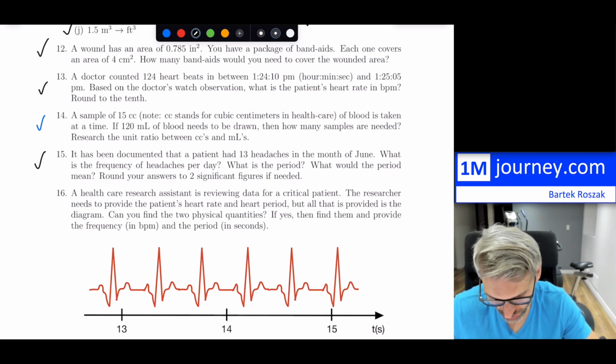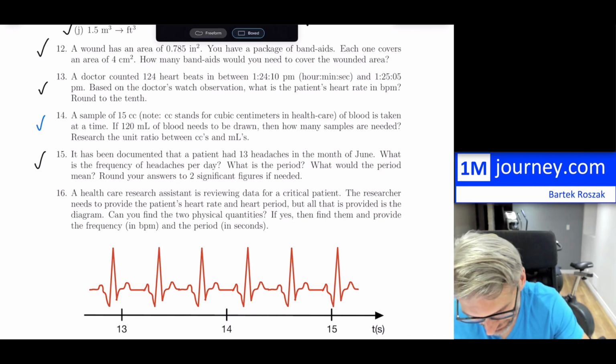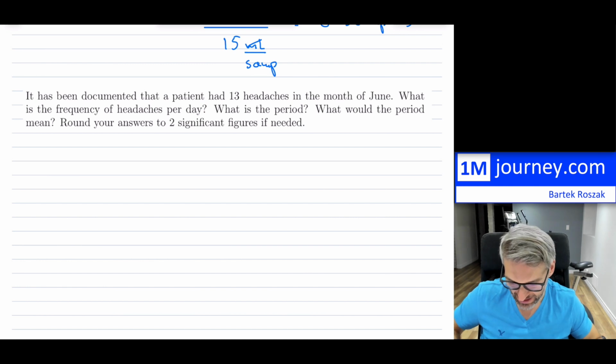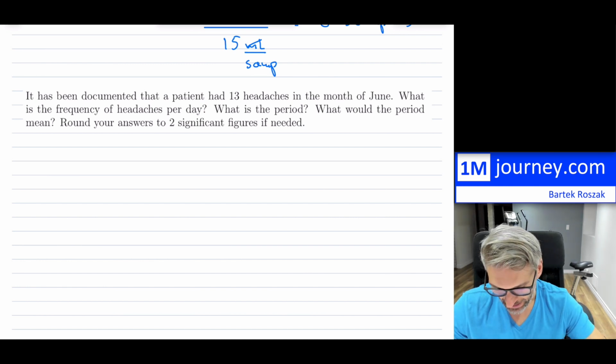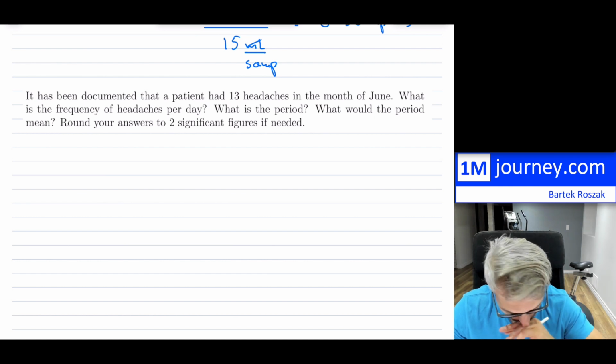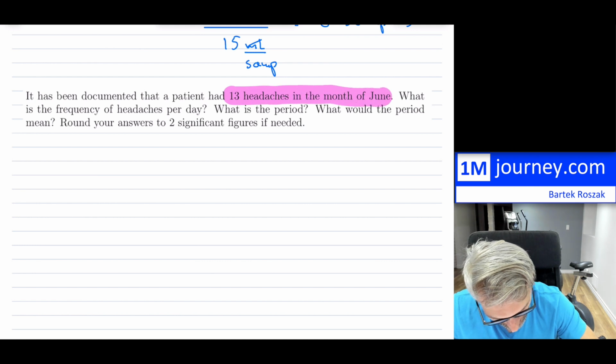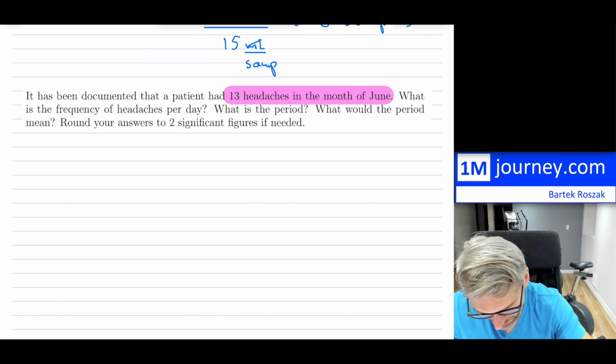Round your answers to 2 significant figures if needed. So let's take a look at this. For this example, number 15, it has been documented that a patient had 13 headaches. So let's take a look: 13 headaches in the month of June.